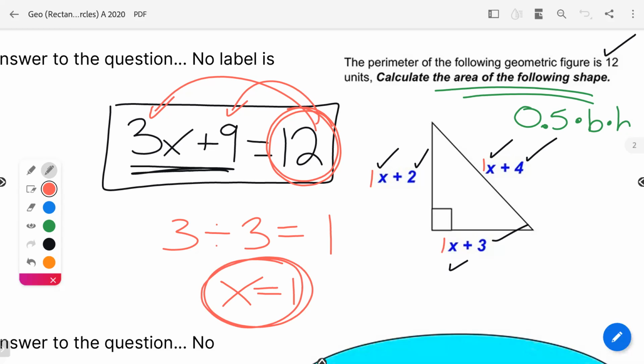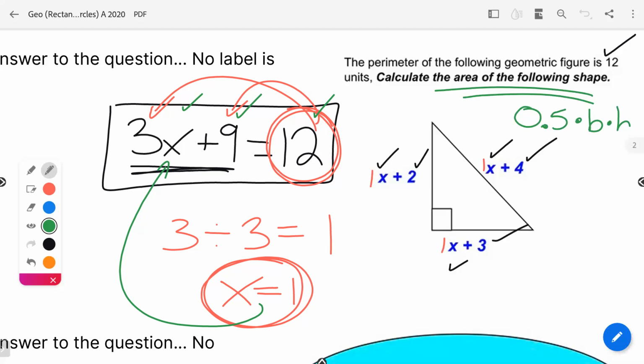And then we can always check our work. We can always double check whether we're right by taking that value and popping it in. 3x means 3 x's, or 3 times x. So 3 times 1 is 3, and 3 plus 9 does in fact give me 12. So I know I am on the right path.